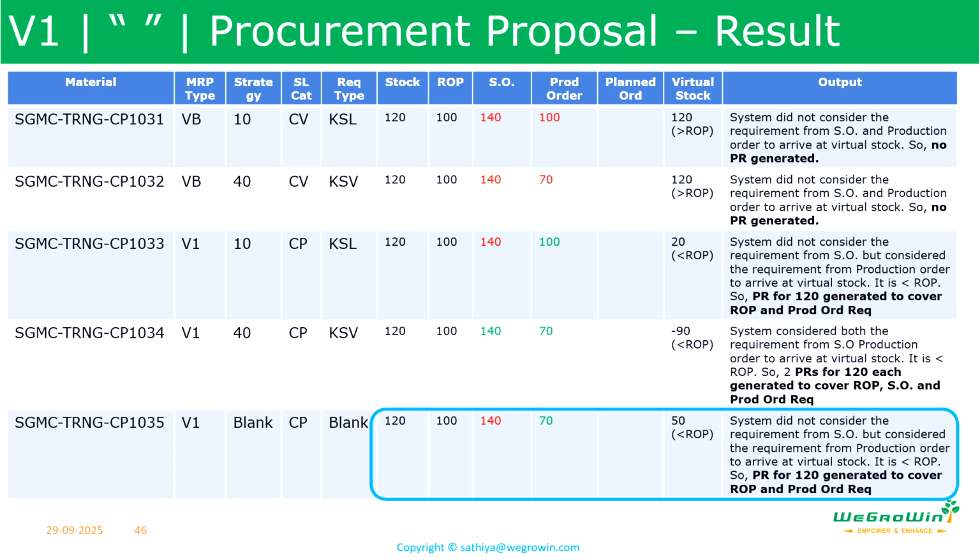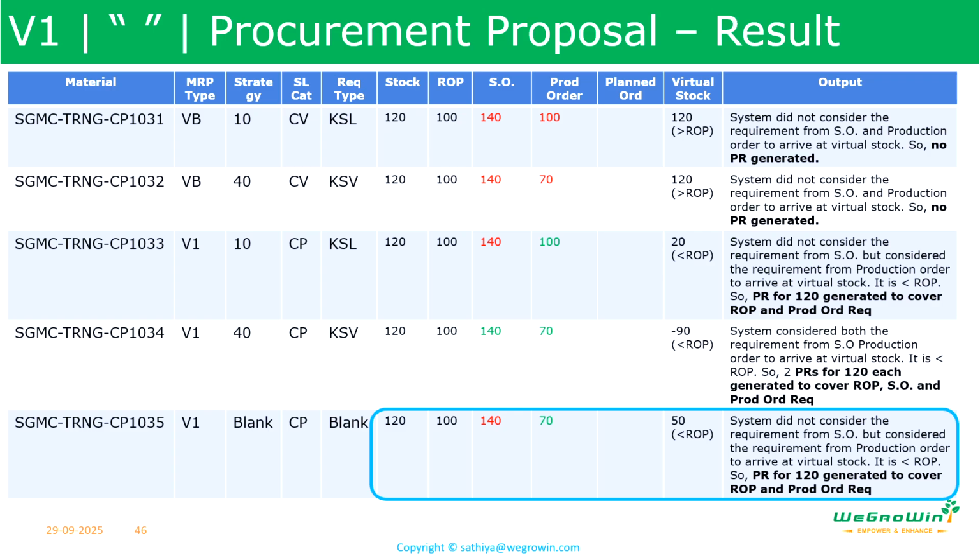So the system has triggered the procurement proposal for 120 only, one PR, the fixed lot size. And that is the quantity to cover the reorder point and the production order requirement. Please note, this behavior is similar to CP1033, which is V1 and strategy 10. So when you have V1, if you are having strategy 10 or blank, the system is not considering the sale order requirement, but it is considering the requirement from the production order.